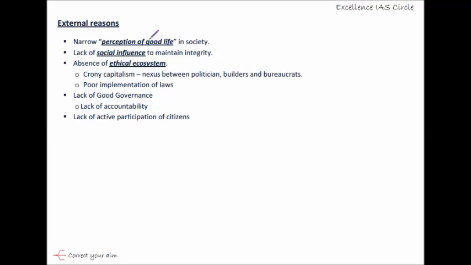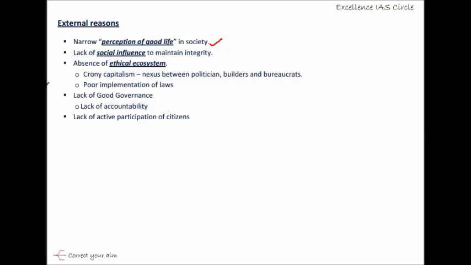First and foremost, among external reasons is the perception of good life in the society. Now, what is the perception of good life in the society? That's very, very important. In certain societies, amassing wealth, getting rich could be considered as success. But in certain societies, a simplistic life full of values and virtues can be considered as a successful life. How society perceives success actually determines or influences our behavior to a great extent.